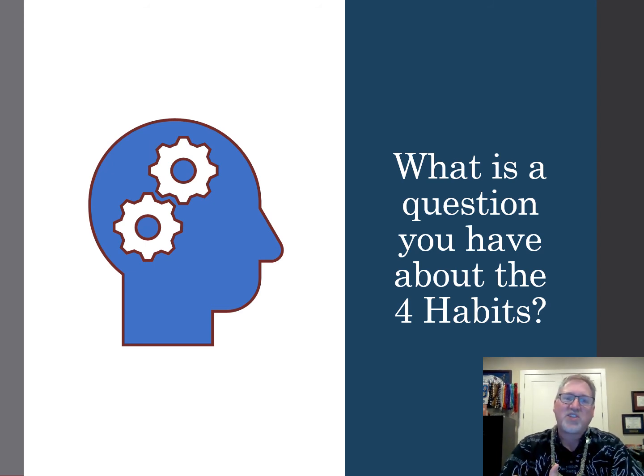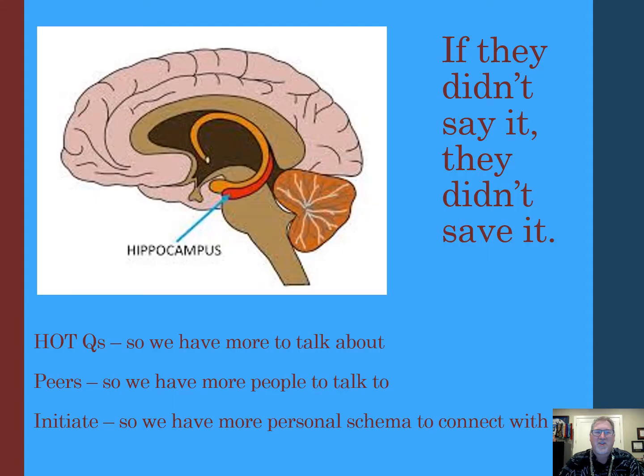So to ask students to actually generate their own ideas is a great way to help them learn even more. Have them talk about what they're interested in, what they'd like to learn, what their questions are. So if they didn't say it, they didn't save it. And as we start, we're going to look at the rubric here briefly. The hot questions, we talk about higher order thinking questions. That's just so we have more to talk about as we're moving information, sneaking it past the amygdala and into the hippocampus and into long-term memory.